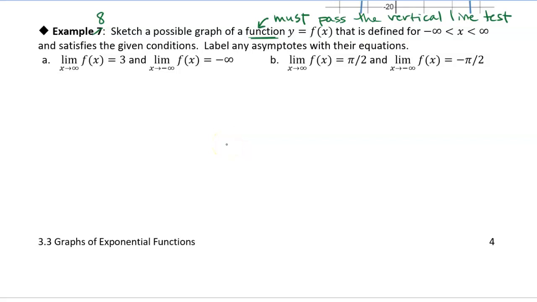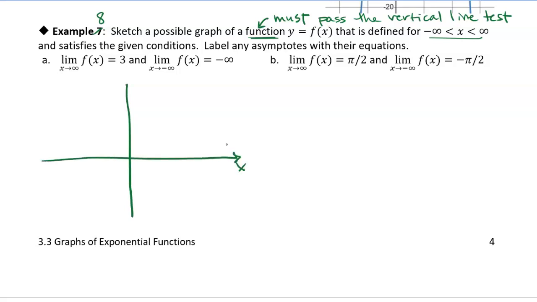It's easy to overlook that. So make sure that whatever you draw passes the vertical line test, because we want a function, and we also want it to be defined for all values of x. So we don't want the function to have any vertical asymptotes or holes where it's not defined. So we want to make sure that that's the case as well. So, all right, we just want to sketch a graph.